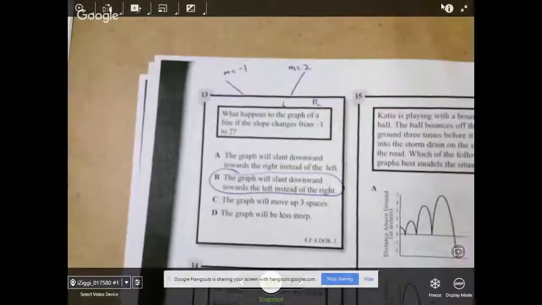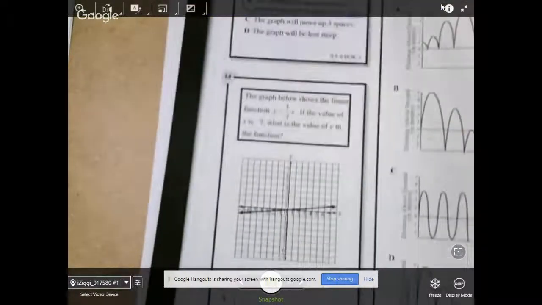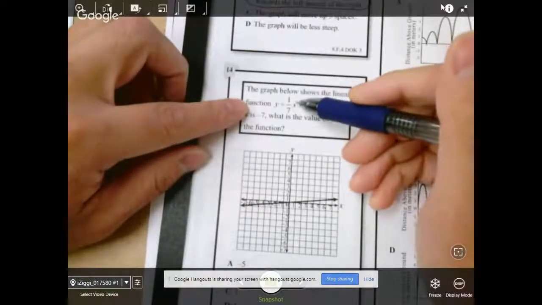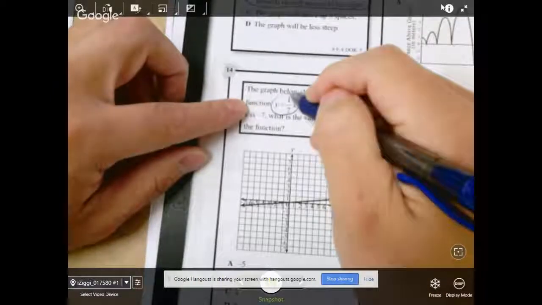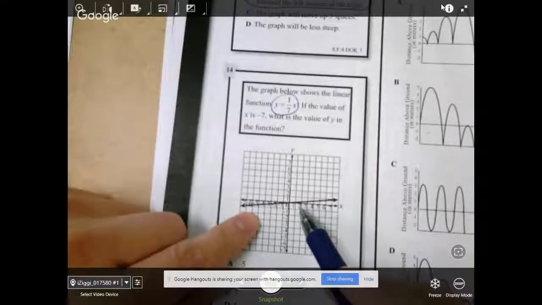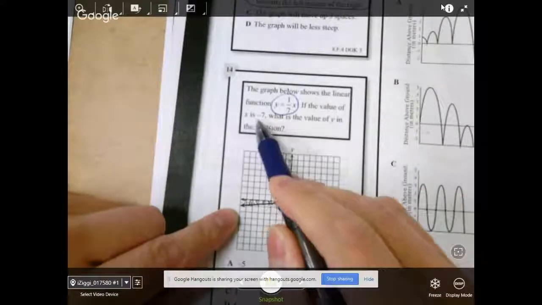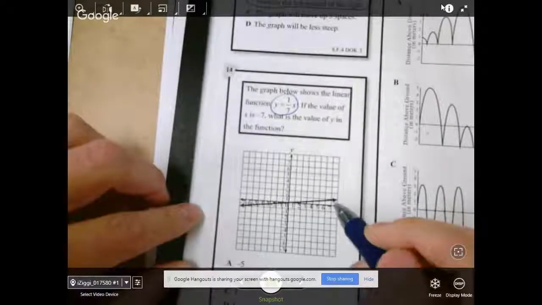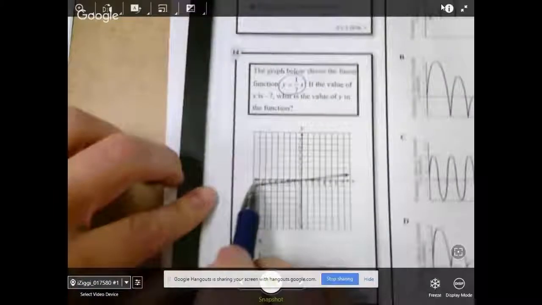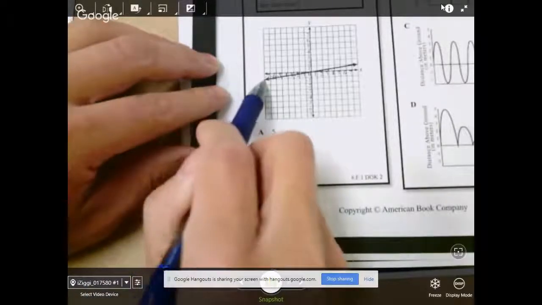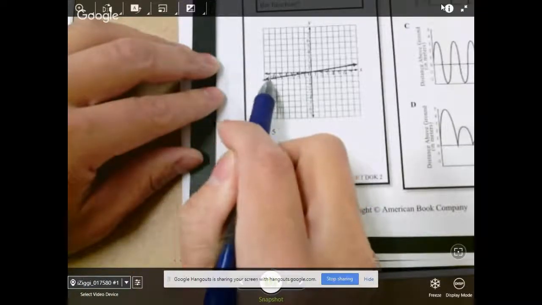Okay, number 14. The graph shows the linear function for y equals 1/7 x. For that equation, there's the graph for it. If the value of x is -7, what is the value of y in the function? Here's your x. Let's find x is -7, right there. And then on the line at -7, what's the y value? The y value is -1. So you could have just used the graph on that one.